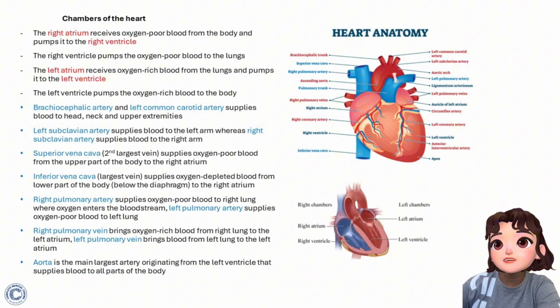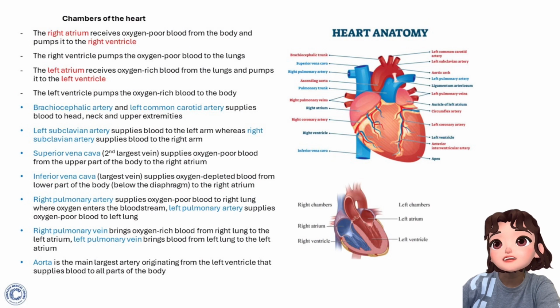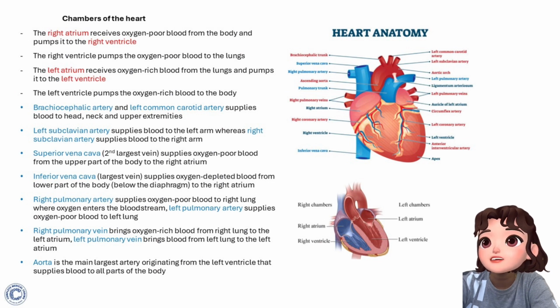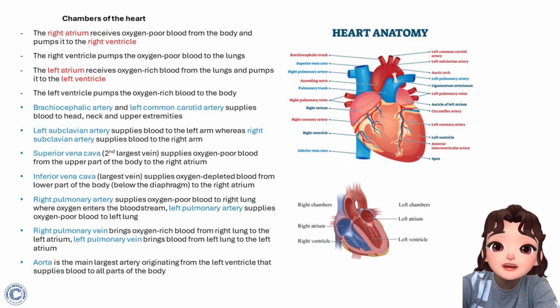Now, which are the chambers of the heart? There are 4 chambers of the heart: right atrium, right ventricle, left atrium, and left ventricle. You can look at the picture for the chambers of the heart. On the right are the right atrium and right ventricle; on the left are the left atrium and left ventricle.